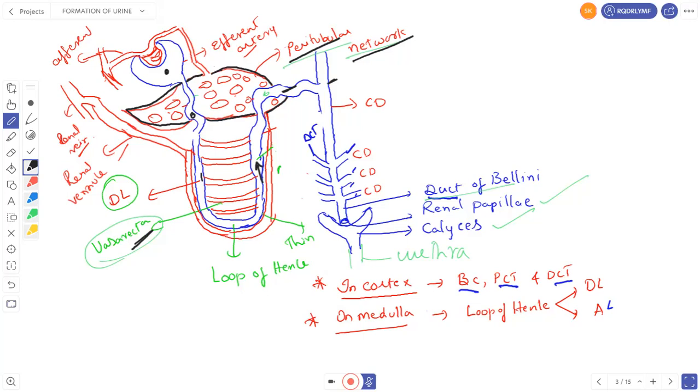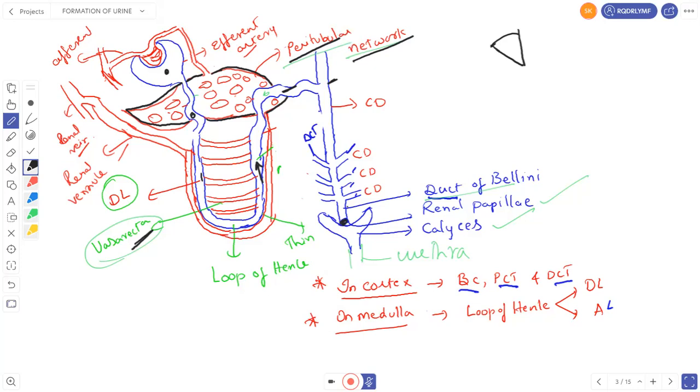Okay. Then if you see all the collecting ducts, all the distal convoluted tubules of the nephron, that means if you take the one renal pyramid, in one renal pyramid there are many nephrons. So all the DCT of our nephrons are opening into a straight collecting duct. And all these collecting ducts open into the duct of Bellini. Duct of Bellini opens at the tip of renal papillae, and renal papillae opens into the calyces. Okay, first one is minor calyces. Minor calyces open into major calyces, and major calyces open into the ureter.